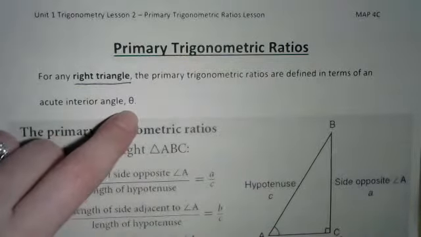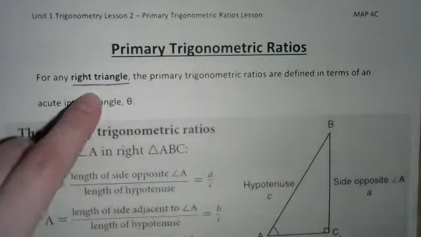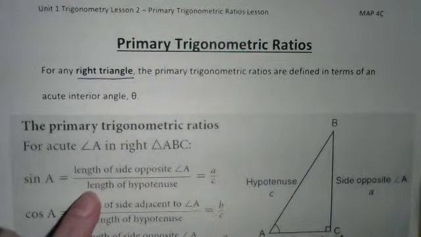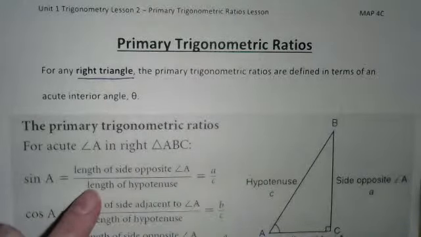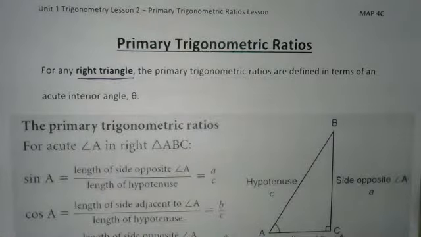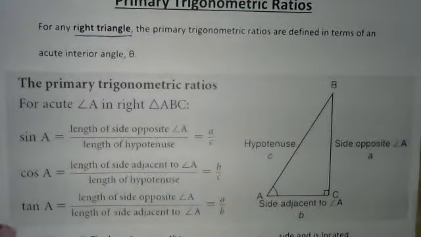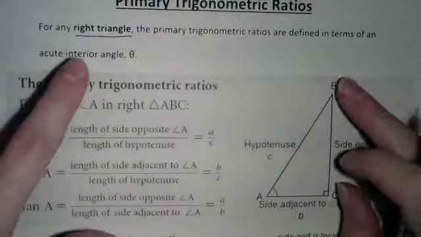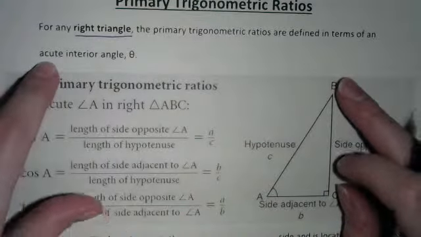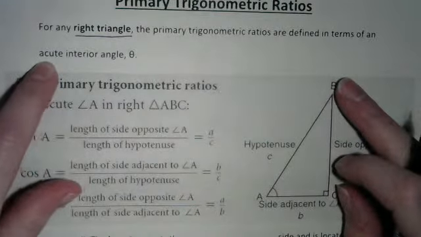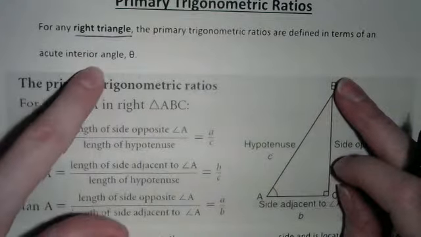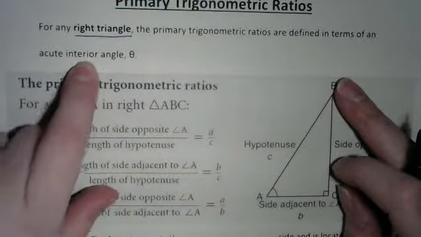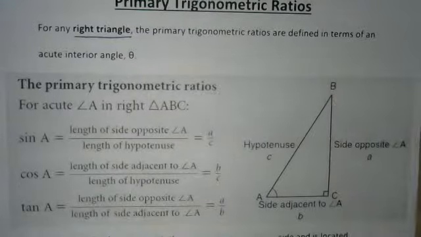Okay? So what that means is we need a right triangle. These don't work if you don't have a right angle in your triangle. And we're going to be working with some angle that is acute, means less than 90 degrees, inside the triangle, and we've called it theta.